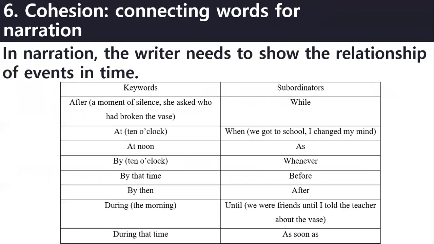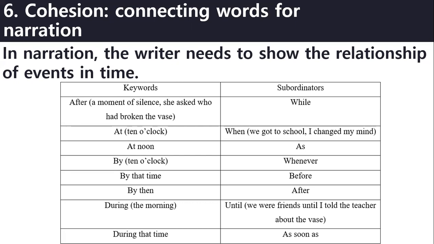Moving to cohesion, connecting words for narration. In narration, the writer needs to show the relationship of events in time. The writer can make the time clear by using either keywords that are prepositional phrases telling when, or subordinators in adverbial clauses of time. In addition to time relationships, the reader must also know the sequence of events, what happened first, second, and so forth.